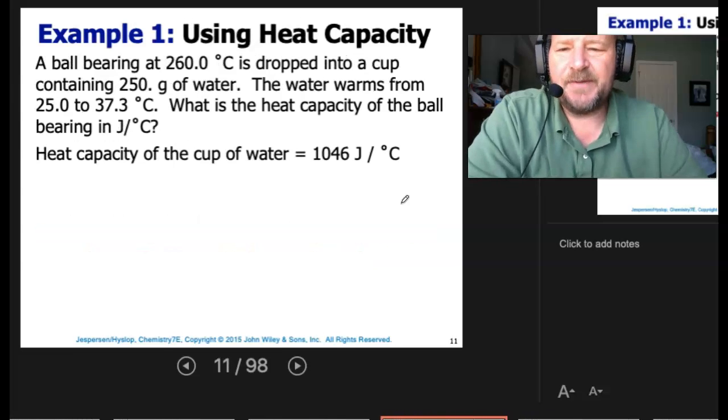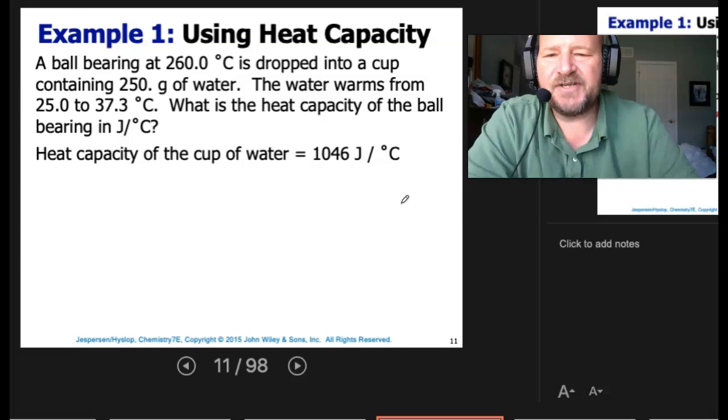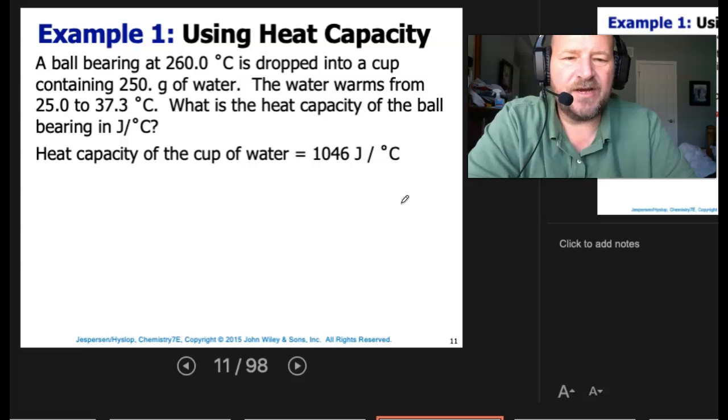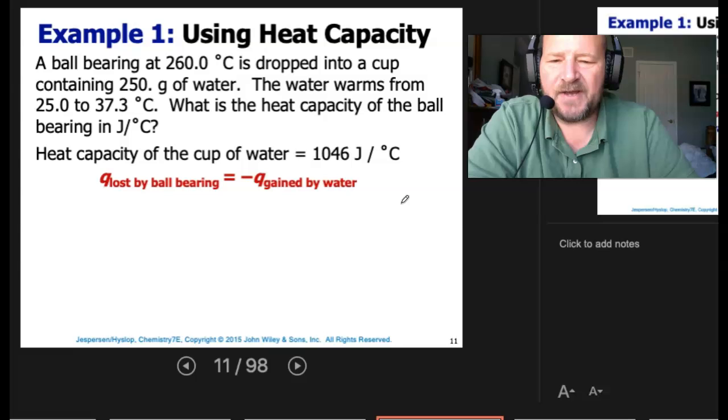All right, so using heat capacity then, a ball bearing at 260 degrees C is dropped into a cup containing 250 grams of water. The water warms from 25 to 37.3. What is the heat capacity of the ball bearing in joules per degree C? And the heat capacity of the cup of water is going to be equal to 1046 joules per degree C. Okay, so now looking at this idea of sign, we know that the Q lost by the ball bearing is going to be equal to the Q gained by water.